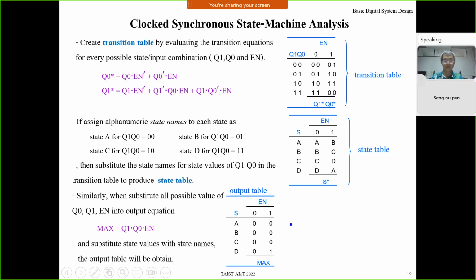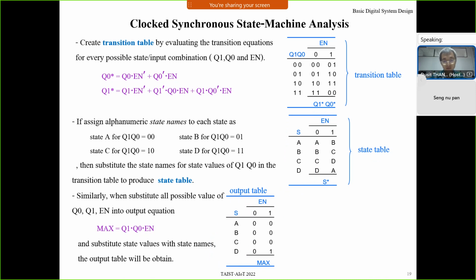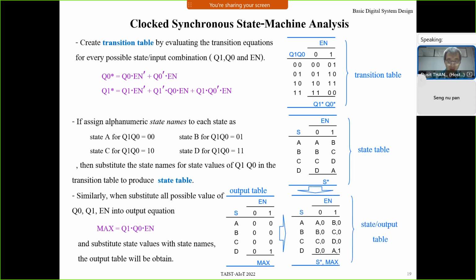Okay? And because the header of this state table and this output table are the same, to write a more compact table, sometimes we write all of them together. Okay, same header. This column is next state, and this column is output. Okay, to make it more compact.